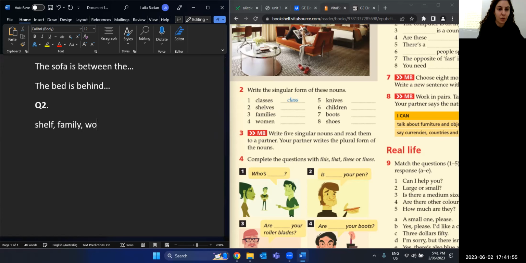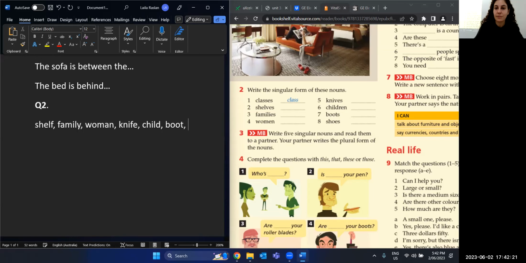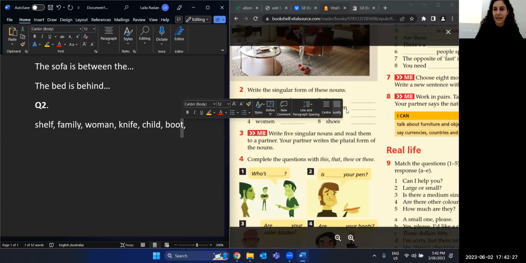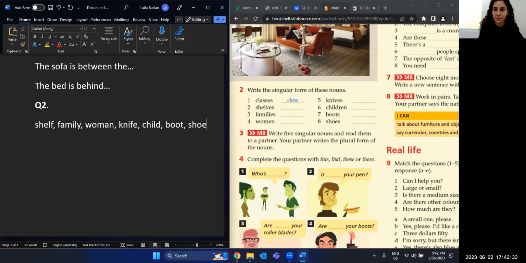Women. Woman. This was irregular. It just has its own rule. Woman. One man, woman. Knives. Knife, one knife. Children. Child, not boy or girl. We don't know if it's a boy or girl. Child. Boots. Boot. So any noun that ends in a consonant, we just put an S. That's the first rule that we learn. Shoes. Shoe. Yeah, one shoe. Okay, easy.